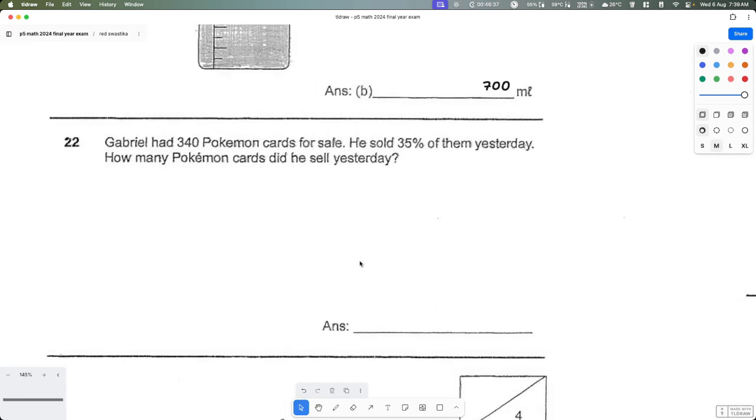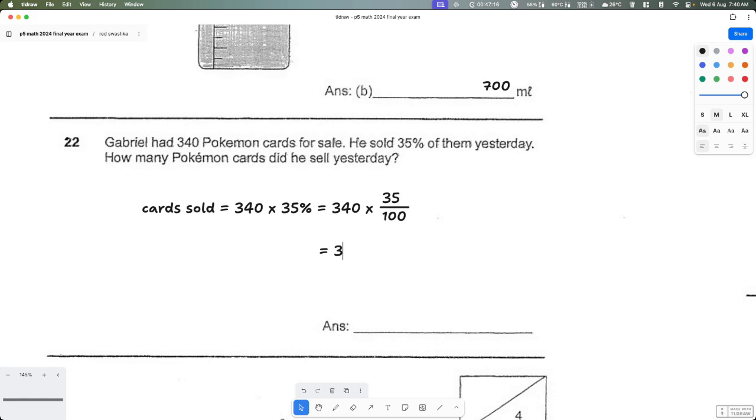Question number 22. Pokemon cards. Gabriel had 340 Pokemon cards for sale. He sold 35% of them yesterday. How many Pokemon cards did he sell yesterday? So cards sold is equal to 340 times 35%, which is 340 times 35 out of 100. We can simplify this.